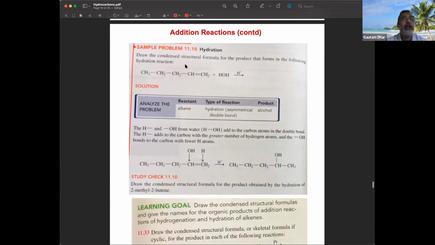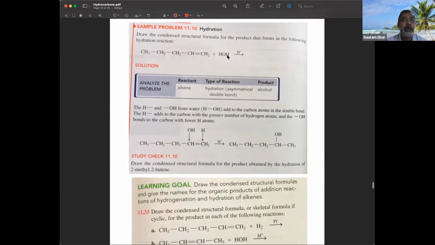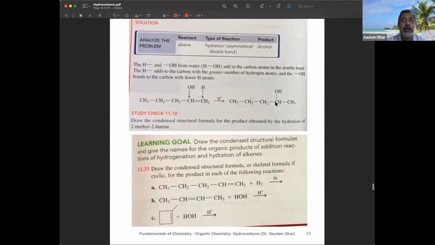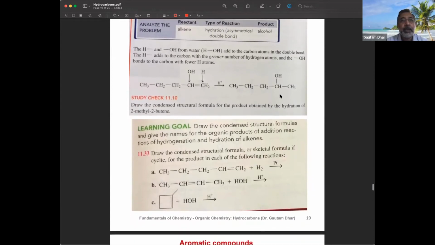So, to draw the condensed structural formula for the product that forms in the following hydration reaction, you are adding H-OH. You see hydrogen will come to the end carbon atom because that has the greater number, and this is the preferred product. We haven't done the naming of alcohols yet, so this is like a 2-degree alcohol.